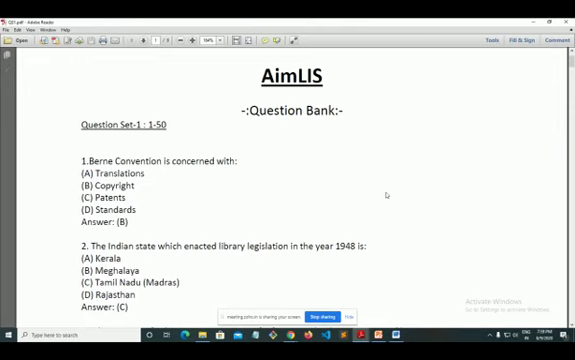Among these four options, one is right. Like Berne Convention is concerned with A. Translations, B. Copyright, C. Patents, and D. Standards. And the answer is copyright. Number two, the Indian state which enacted library legislation in the year 1948 is A. Kerala, B. Meghalaya, C. Tamil Nadu or Madras, and D. Rajasthan. Answer is C, Tamil Nadu or Madras.